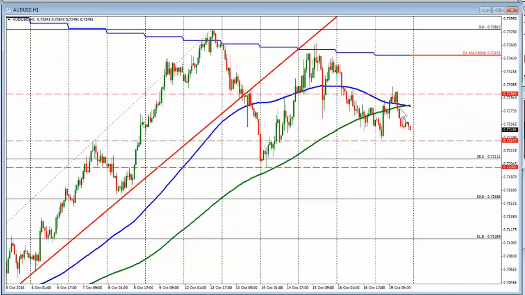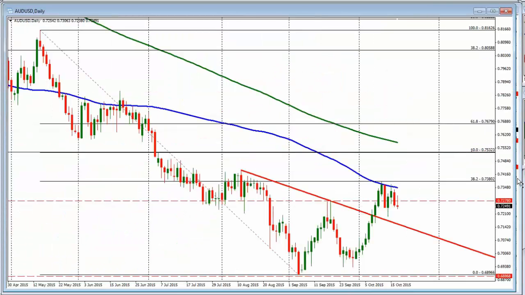What do we see here on the hourly chart? Well, we see the 100 and 200-hour moving average kissing right here at the 72.81 level. That's going to be a key level in trading this week, or these moving averages are going to be. Stay below it, it's more bearish. Move above it, it's more bullish here for the Aussie versus US dollar.